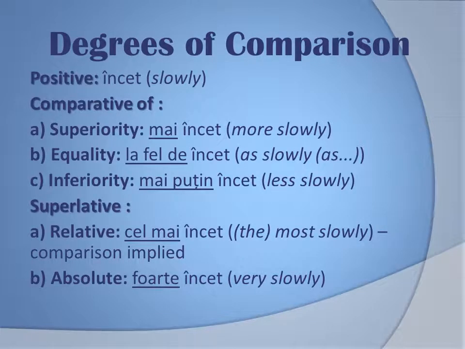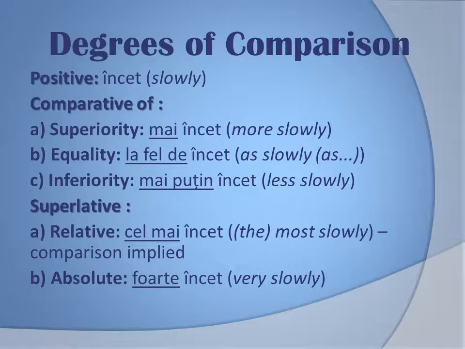Okay, so here are the degrees of comparison. Well, comparing the adverbs is just like comparing the adjectives. It's the same logic. And let's have this adverb slowly, which in Romanian is încet. And the positive degree is obviously încet. And the comparative of superiority is mai încet, more slowly. The comparative of equality is la fel de încet, as slowly as.